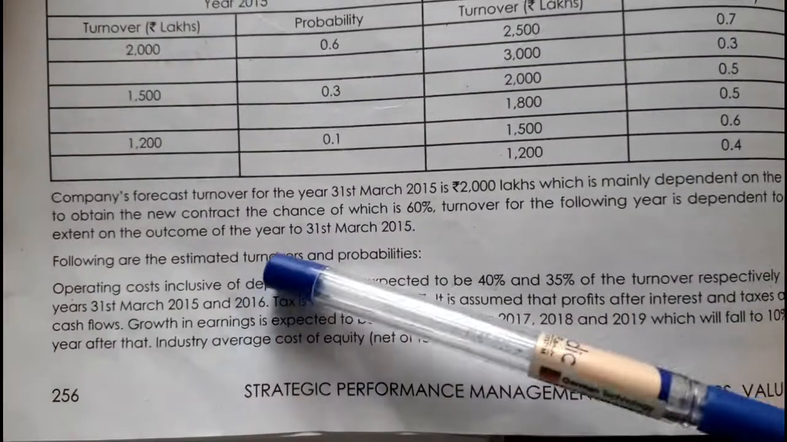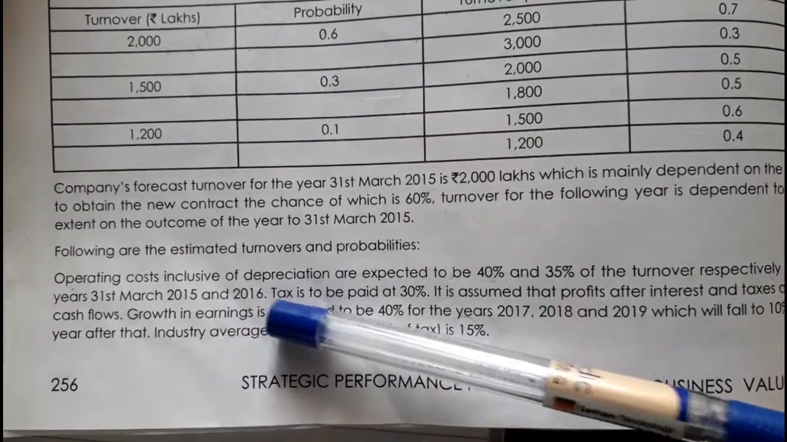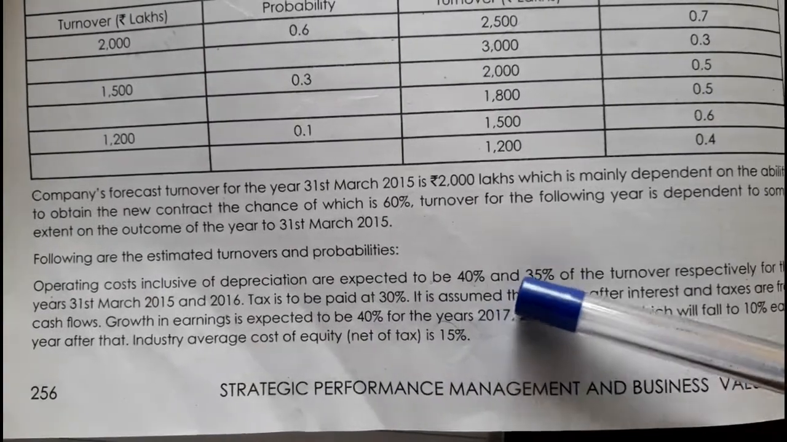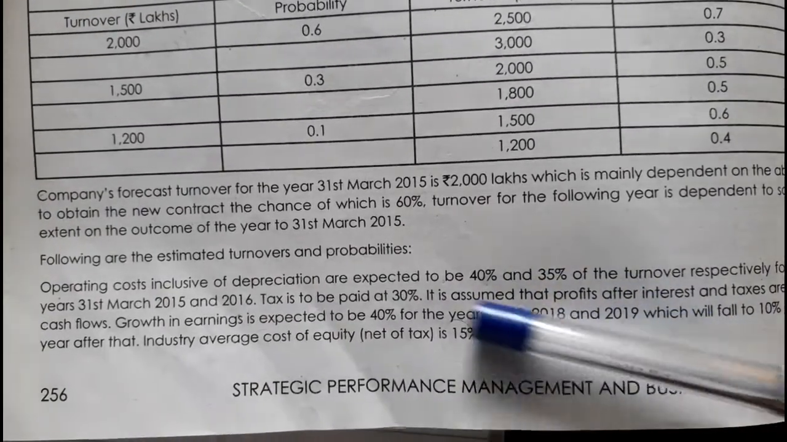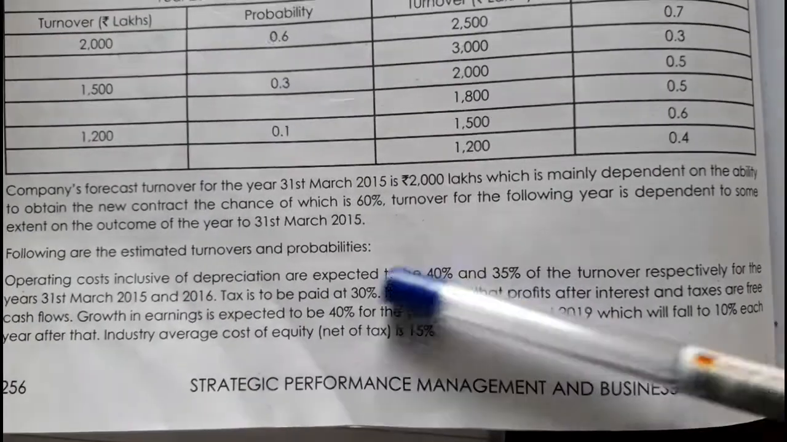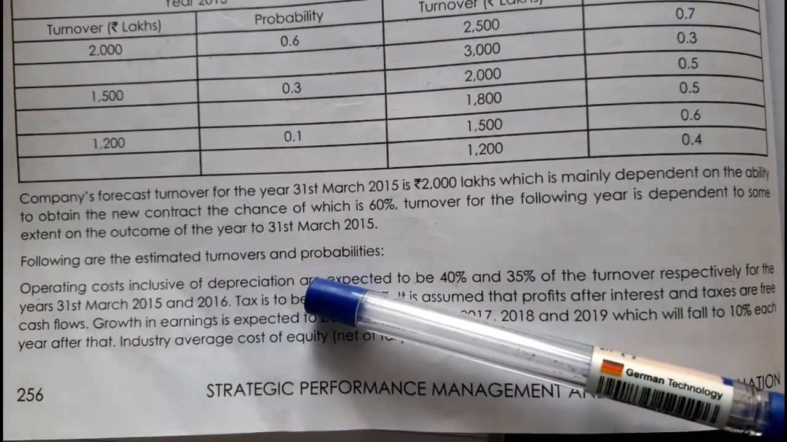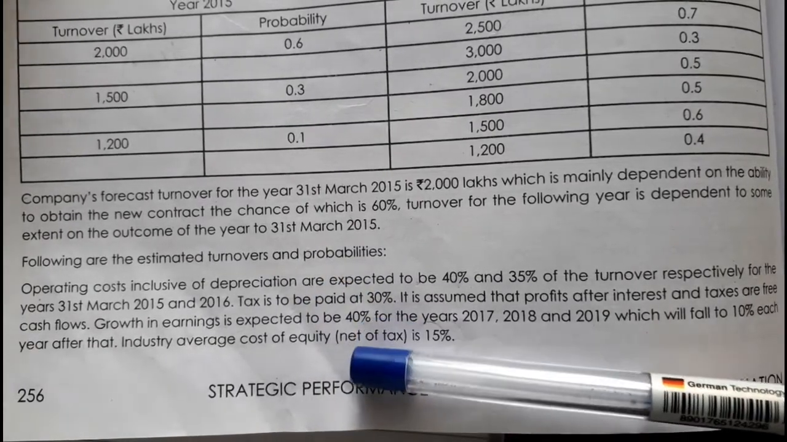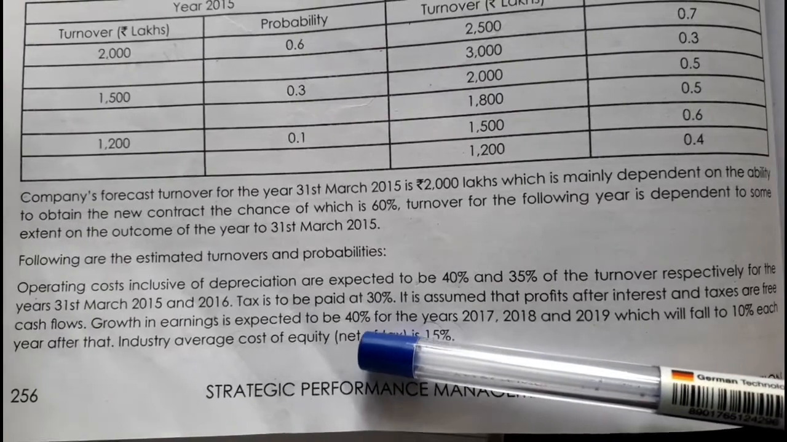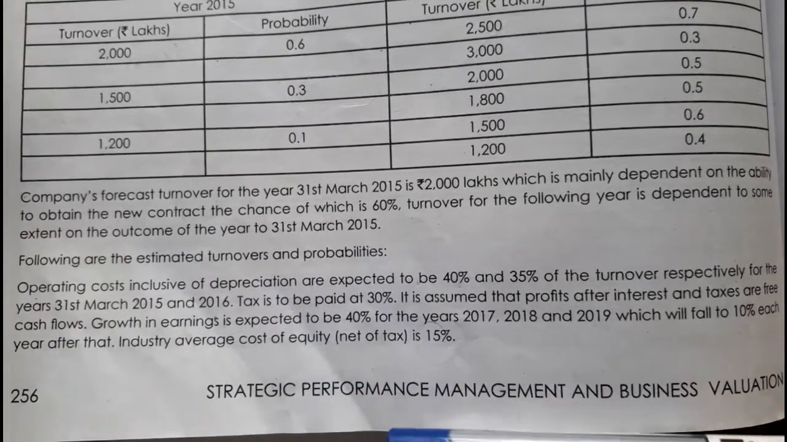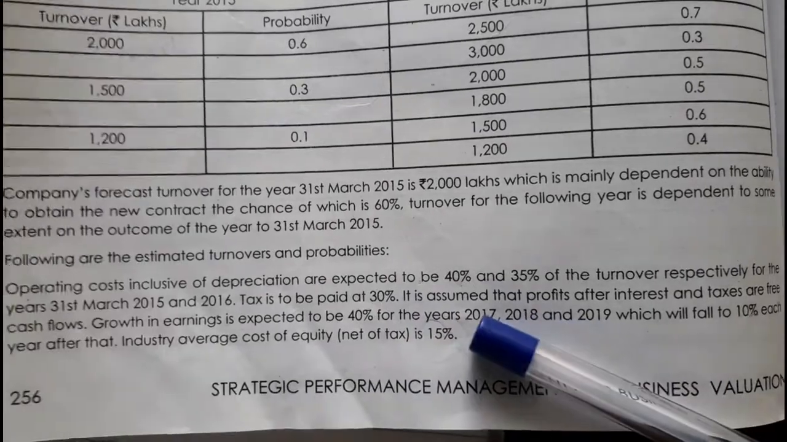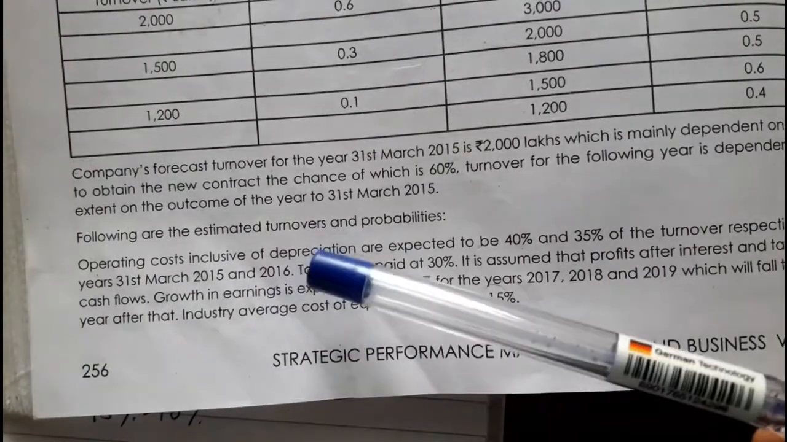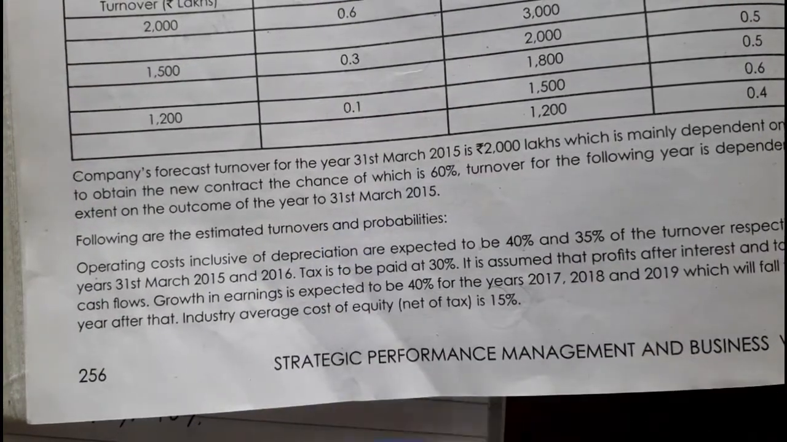And what else has been given in the question is that operating costs include depreciation, and are expected to be 40% and 35% of the turnover. Okay, tax is 30%. As it is said that it includes depreciation, so to find the cash flow, what we do is add back the depreciation because this is a non-cash item, so we'll add it to the profit after tax. But here it is stated that it is assumed that profit after interest and taxes is free cash flow, so we need not add the depreciation back to the profit after tax.